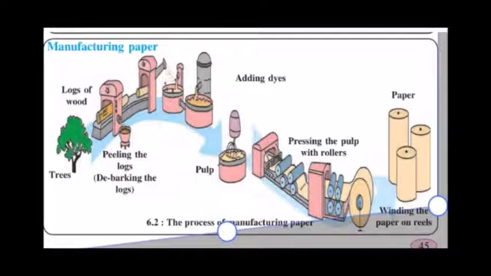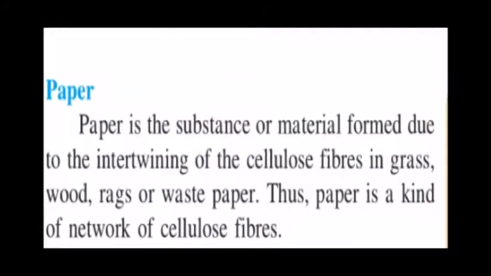Let's learn more about paper, another natural substance. In the picture, you can see the process of manufacturing paper. Through different videos and the PowerPoint presentation, I'll try to make you understand how it is made. Paper is the substance or material formed due to intertwining of the cellulose fibers in grass, wood, rags, or waste paper. Thus, paper is a kind of network of cellulose fibers.